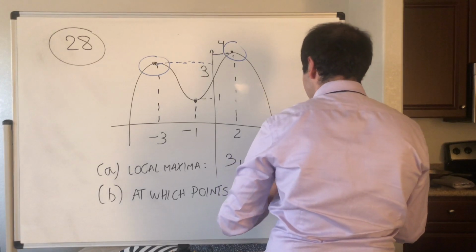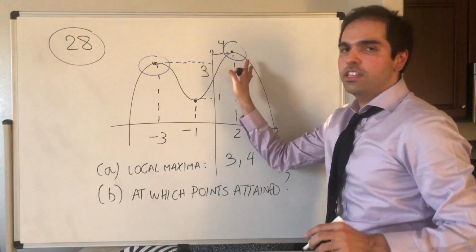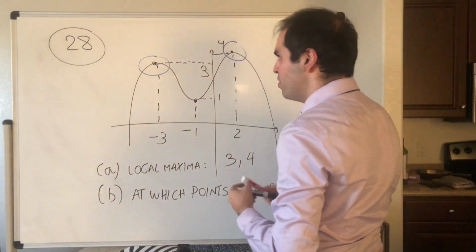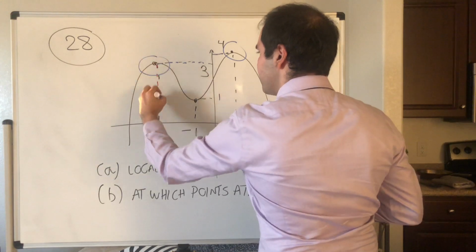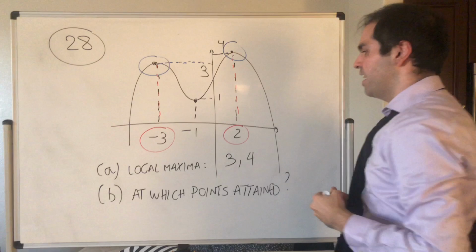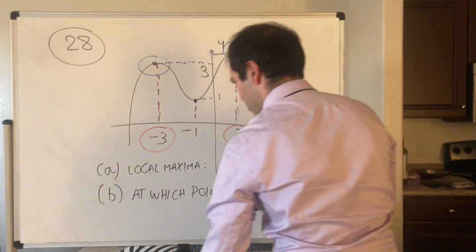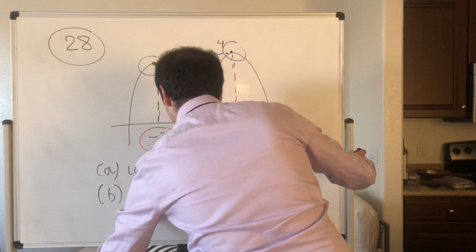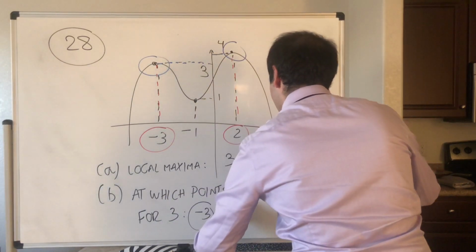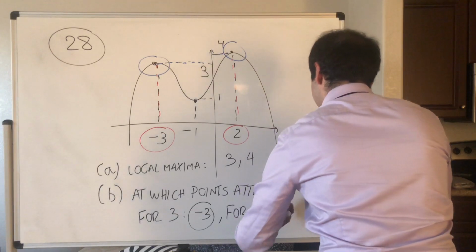And all they ask you to do, for every point that you found, is what is the corresponding x value? So for 3, notice it's attained at minus 3. And for 4, it's attained at 2. So the answer is for 3, it's attained at minus 3. And for 4, it's attained at 2.